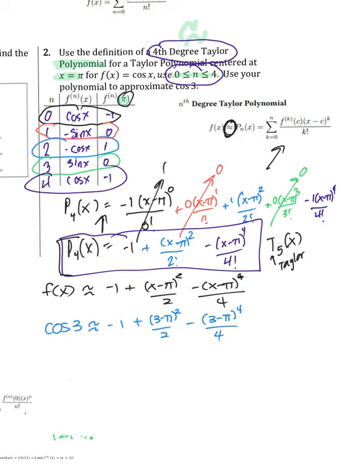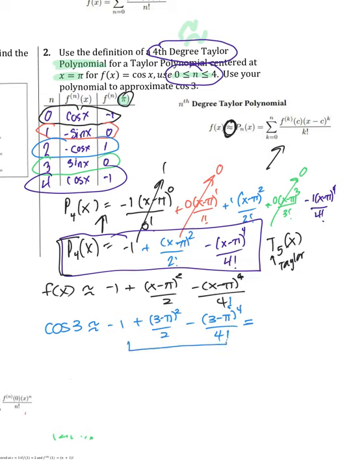We can actually say that cosine of 3 is approximately this value. So go ahead and grab your calculator and plug in -1 plus (3 minus pi)^2 over 2 plus... oops, I am missing a factorial here on this 4 and on this 4. Shame on me. Go ahead and plug this into your calculator and get this number.